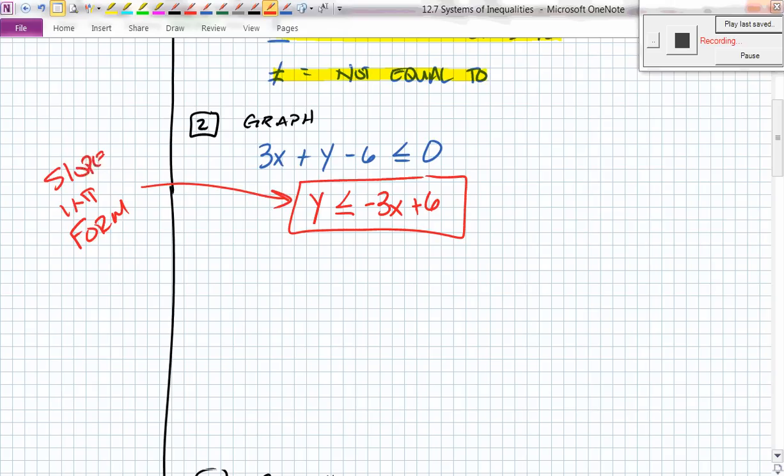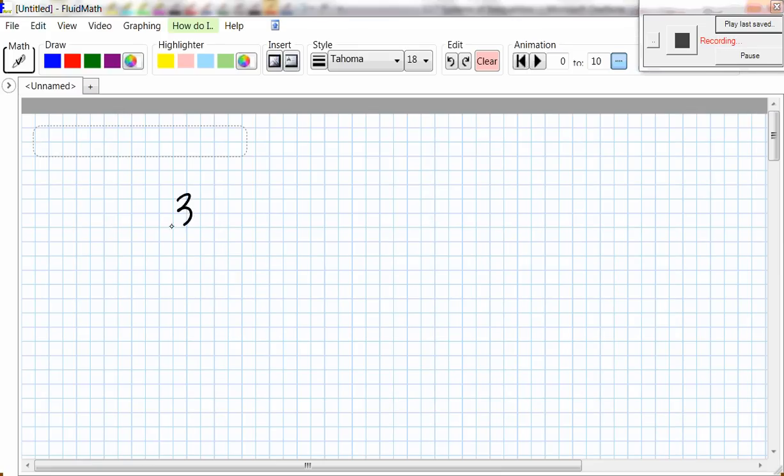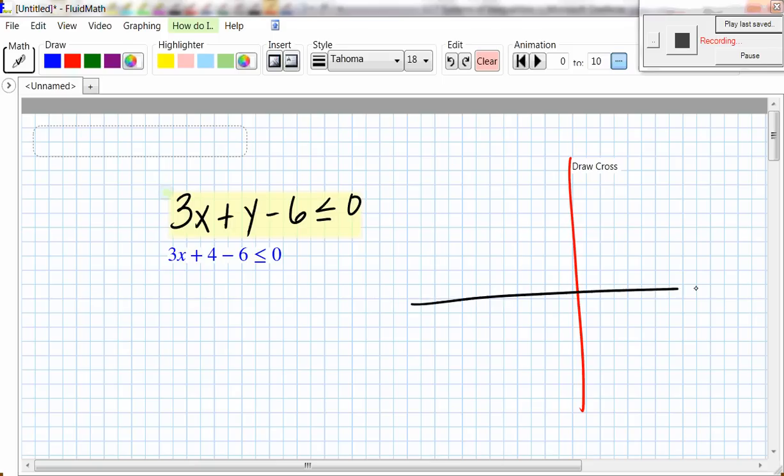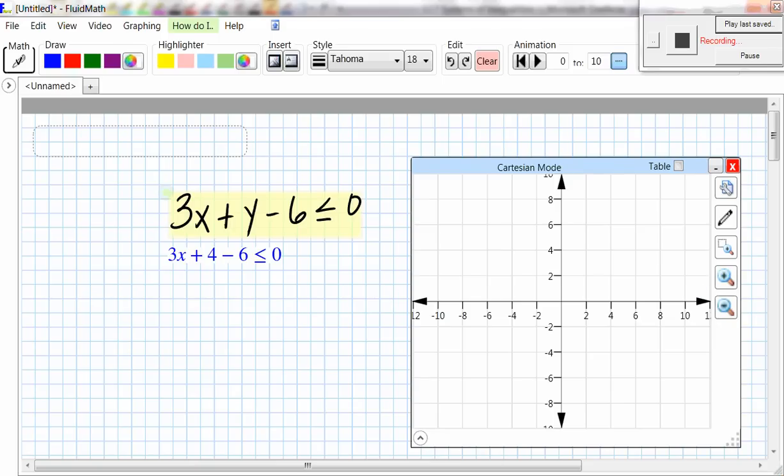Which one represents the slope? The negative 3. And which one represents the y-intercept? The 6. Good. Okay. So I have 3x plus y minus 6 less than or equal to 0. So let's bring this up. 3x plus y minus 6 less than or equal to 0. All right? So if I'm going to graph this, how do I graph this? What do I do?